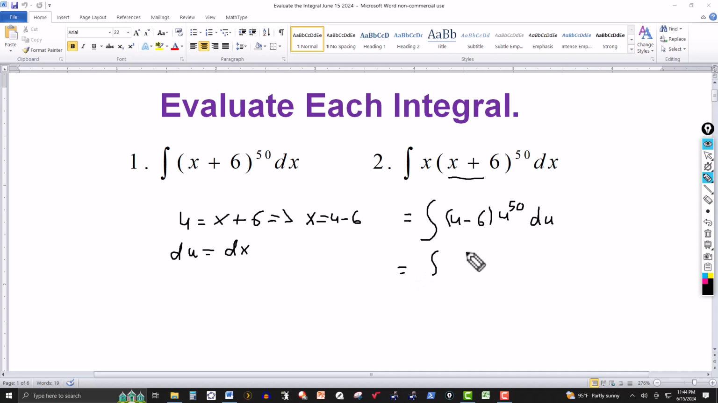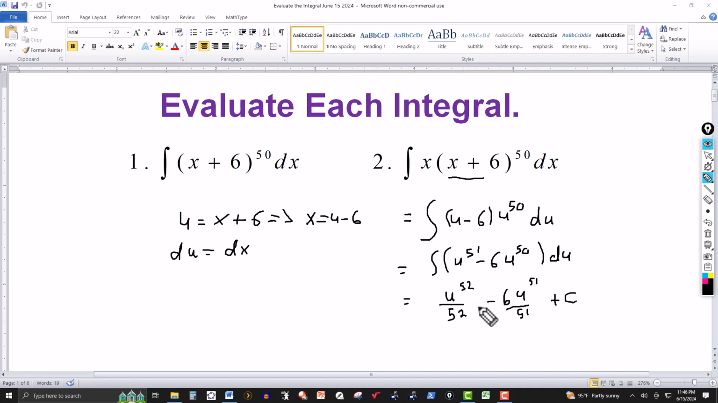And then we just do some basic algebra here before we integrate and multiply through. u to the 50th times u will give me u to the 51 power. And then that's minus 6 u to the 50th power. You can write this as two integrals if you want, or you can just do it term by term here. Integrating with respect to u, we add 1 to the 51, that's 52. That's over 52. And it's minus 6 u, add 1 to the 50, we get 51. That's over 51 plus your constant of integration.